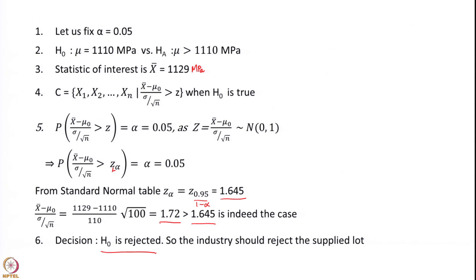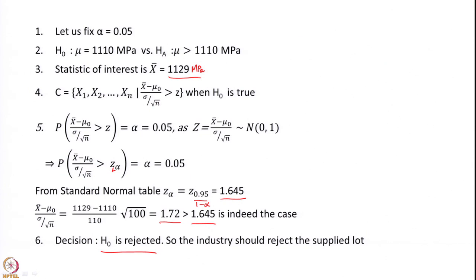Remember, in the previous case we had accepted the null hypothesis. In this case, with the changed alternate, we are going to reject the null hypothesis. I think the mean value has also been changed. This value x bar has also been changed.